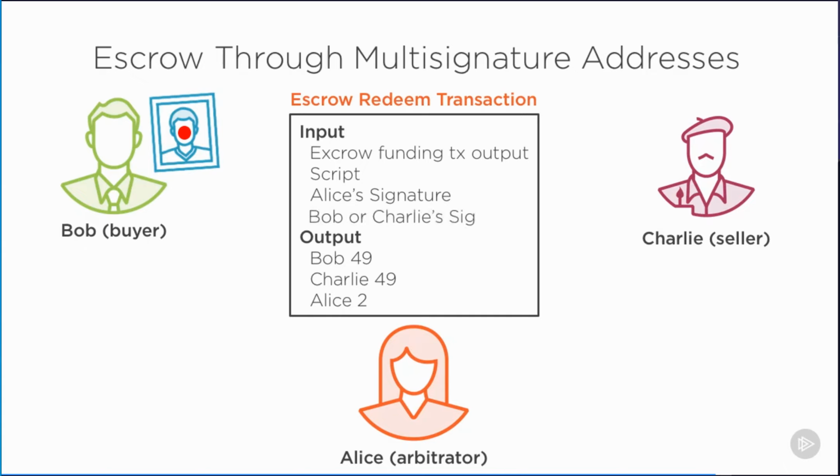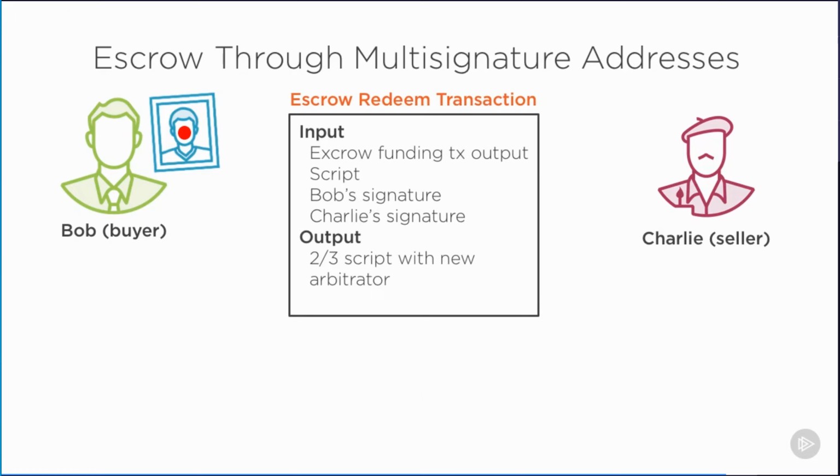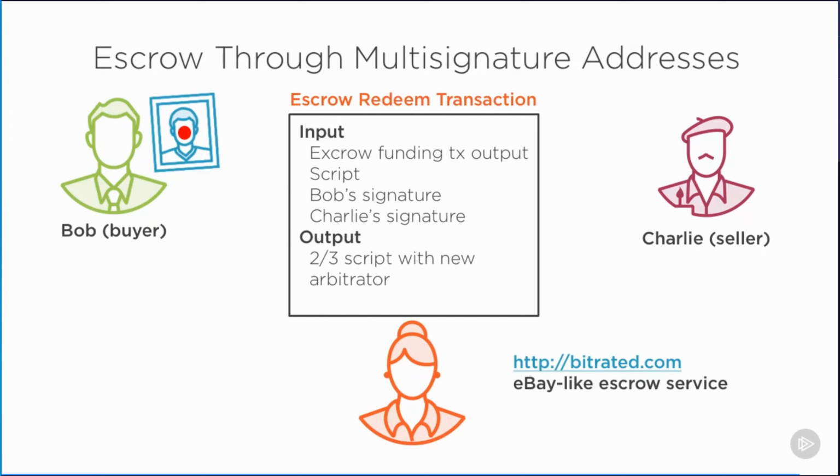Interestingly, if Bob and Charlie aren't happy with the resolution, they can create a new 2 of 3 transaction sending the funds to a new arbitrator. At no point does any one party have full control over the funds. A real-life version of this service can be found at bitrated.com, which facilitates escrow transactions and has an eBay-like rating system.